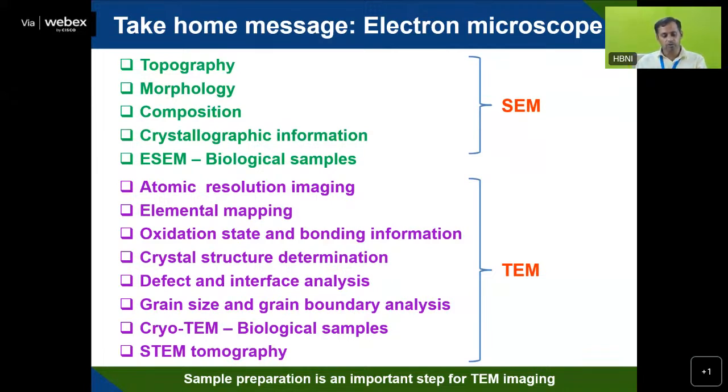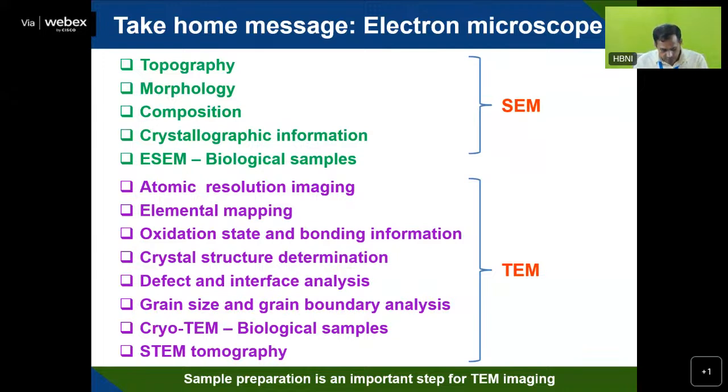Using electron energy loss spectroscopy, you can find out oxidation state or bonding information. With EDX facility, elemental mapping is possible, whether nickel is there or cobalt is there, each element can be identified. You can get crystal structure information by electron diffraction pattern. You can analyze whether it is a crystalline structure, amorphous structure, or a single crystal, and by identifying each plane, you can determine whether a particular crystal is formed or not. And as I told, defect analysis, interface structures, grain size and grain boundary analysis are possible.